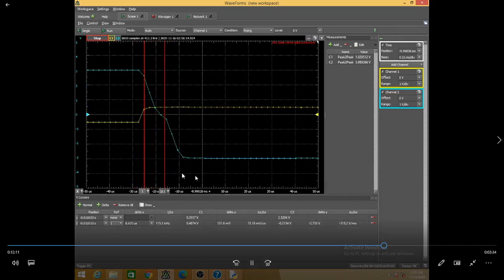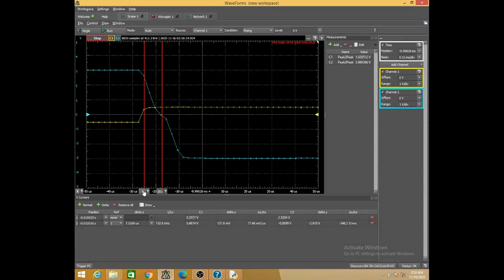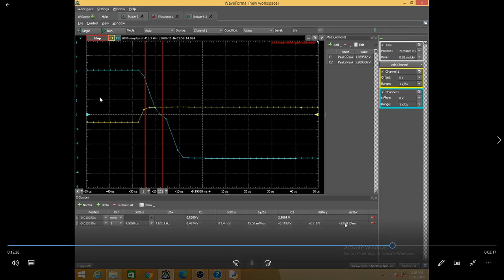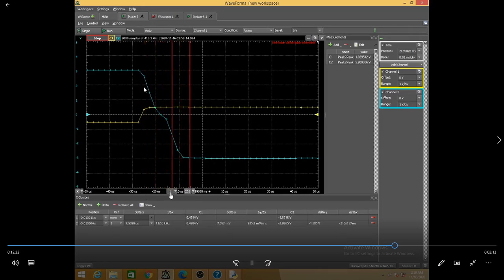Okay, let me again start running this. Can you see I'm expanding it and placing it appropriately. It should be placed in the transition region. Can you see now it is 333.9 volt per millisecond? So it cannot be placed anywhere other than this transition. You cannot place it elsewhere and then measure the slew rate. It should be in that region.